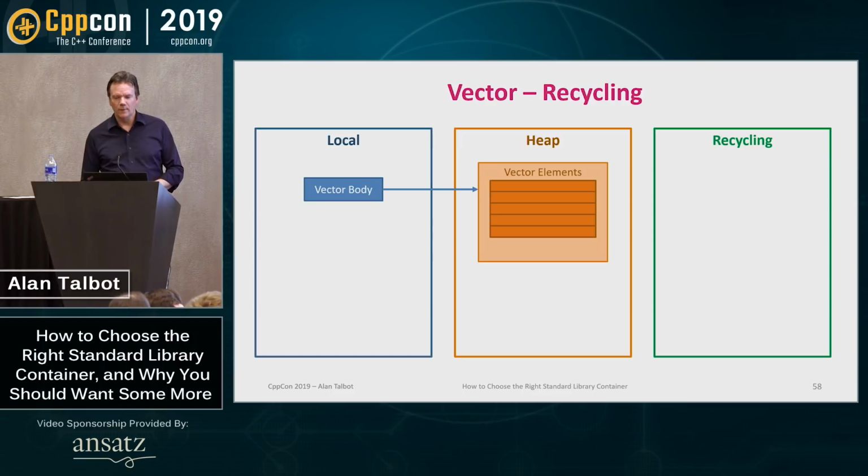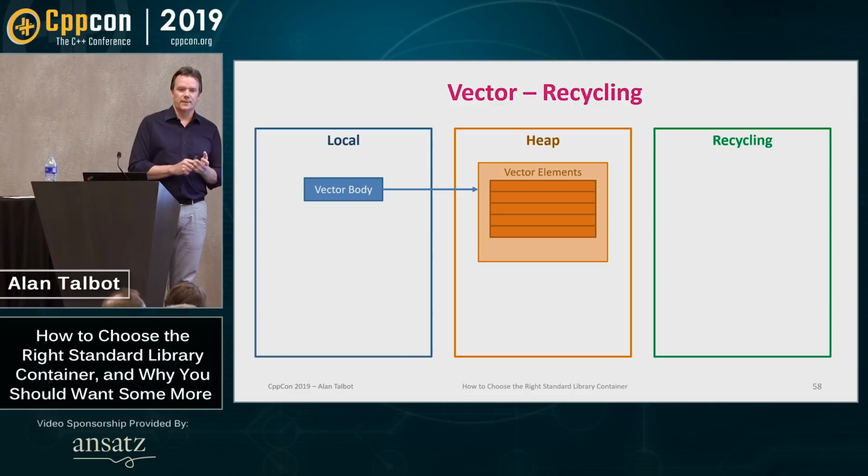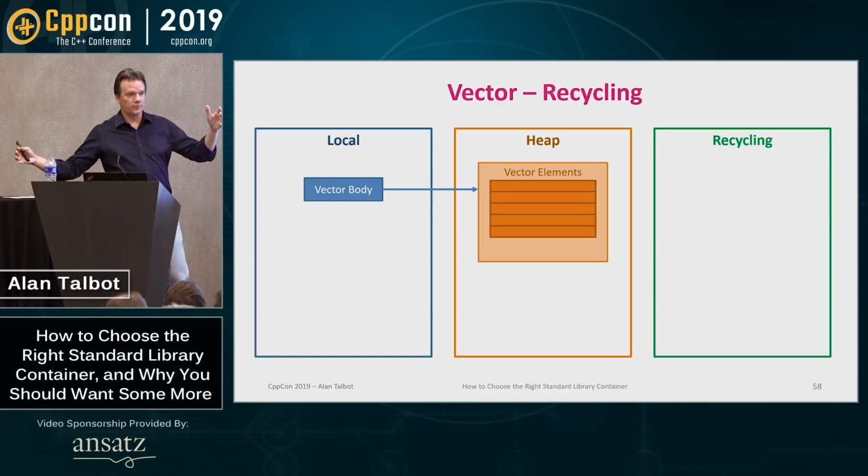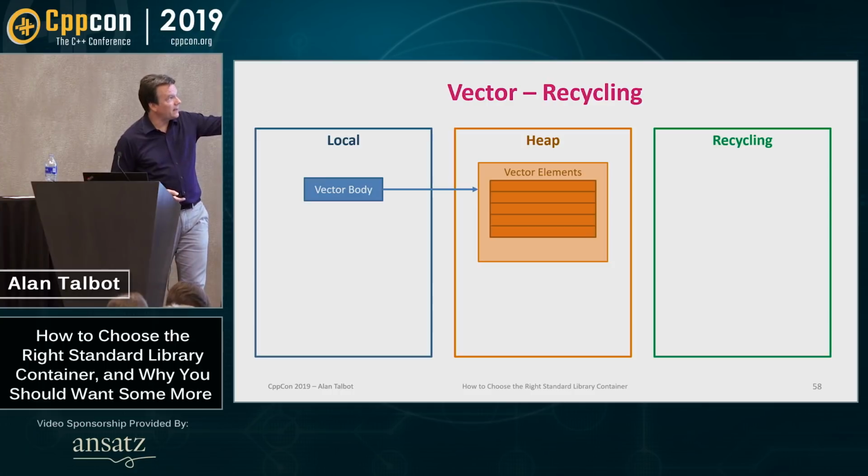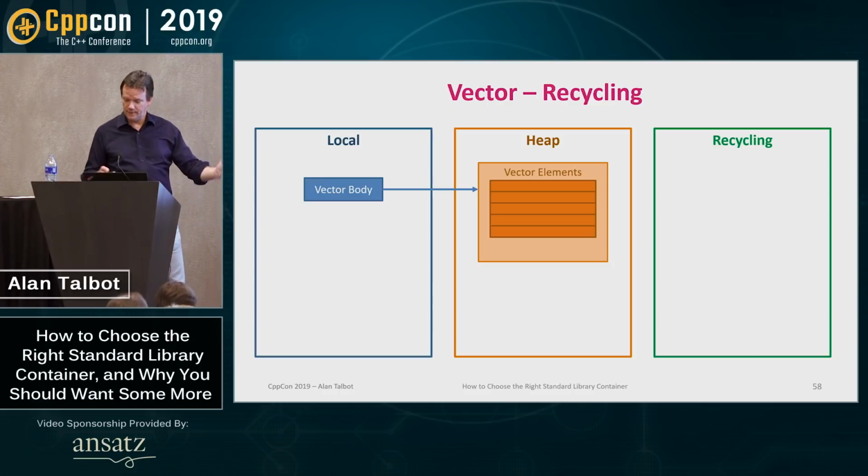So I started thinking, what could I do about recycling this thing? Is there some way that I could recycle this and not lose that? So not only not lose the capacity, which would prevent further thrashing as the vector grows, but also not lose the allocation at all, so I don't have to reallocate at all.